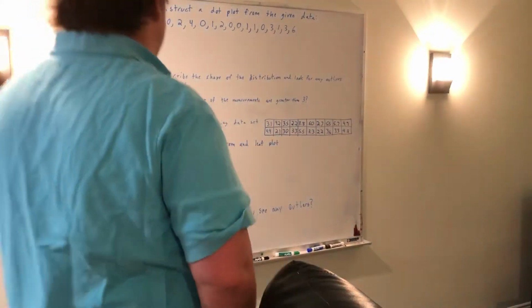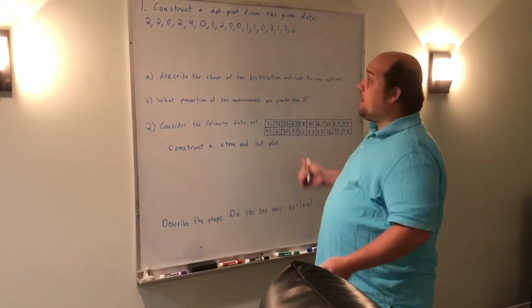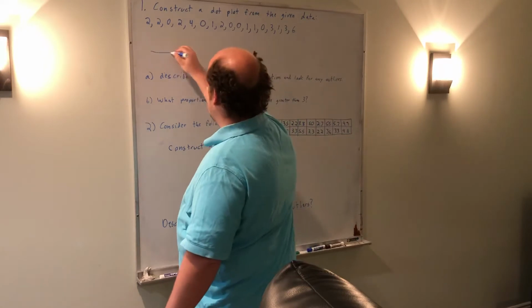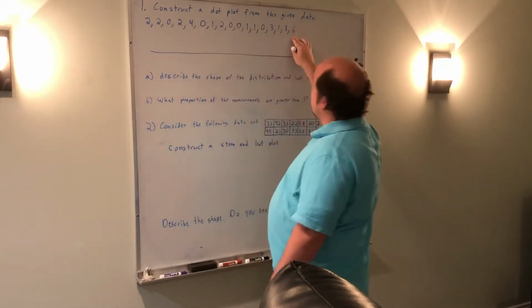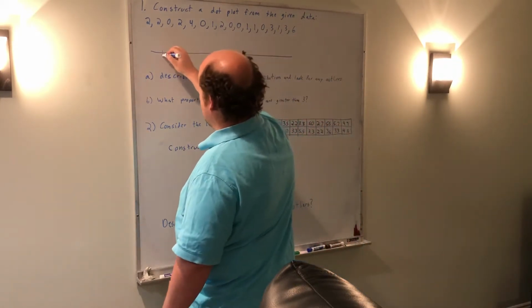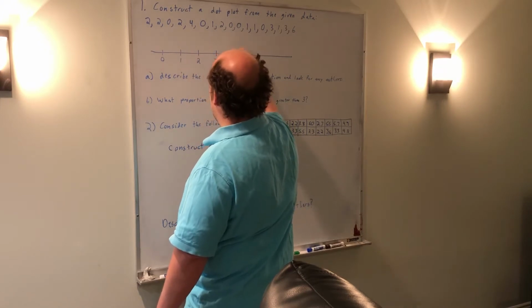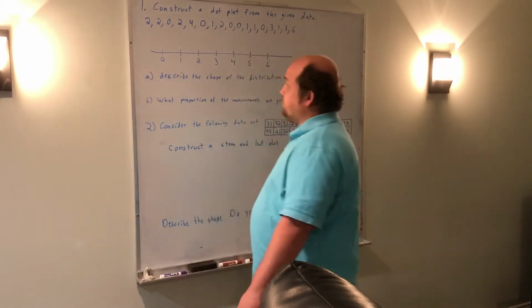We're now looking at graphs for quantitative variables. First type of graph we're looking at is a dot plot. For a dot plot, you just create a scale. In this case, it looks like my smallest number is 0, my largest number is 6, so I'm going to list everything from 0 to 6: 0, 1, 2, 3, 4, 5, and 6.